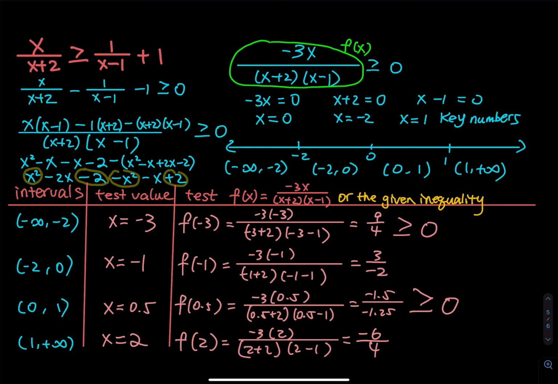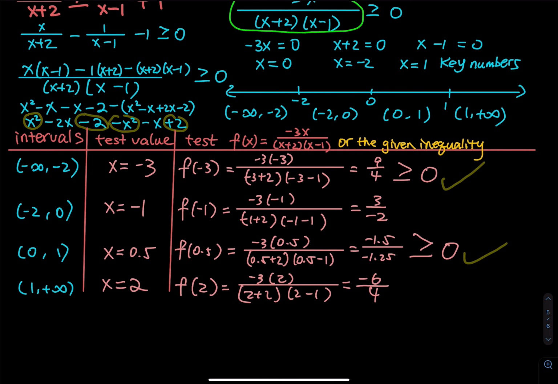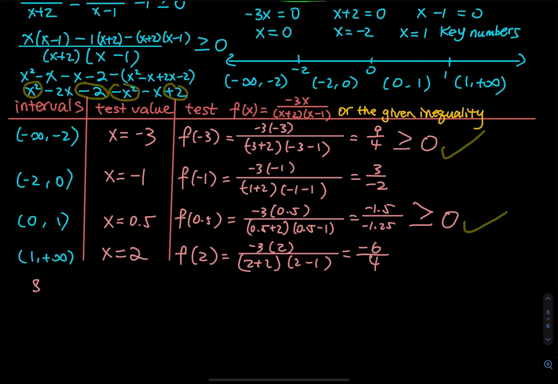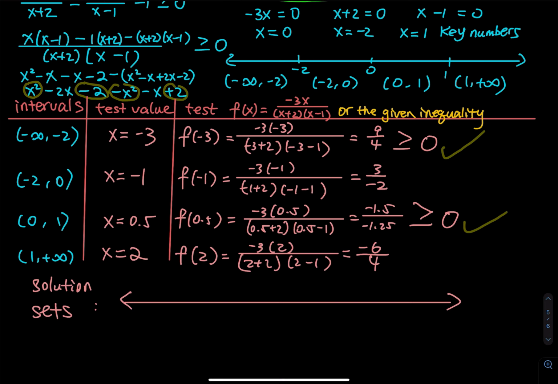And then now we have our interval. We are looking for the first interval and the third interval. So they are my solution sets. And then I draw a conclusion. I say solution sets. And then draw the number line again. We have negative 2. And then from 0 to 1.